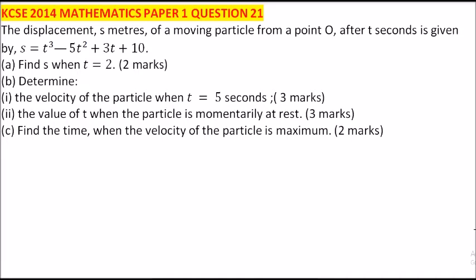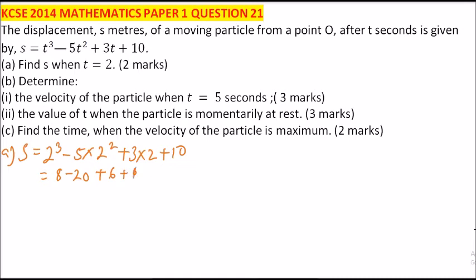Since we have already been given the expression for S, we just replace t with 2. So we have 2 cubed minus 5 times 2 squared plus 3 times 2 plus 10. When you compute that, you get 8 minus 20 plus 6, and then plus 10. That should give you 4 meters.